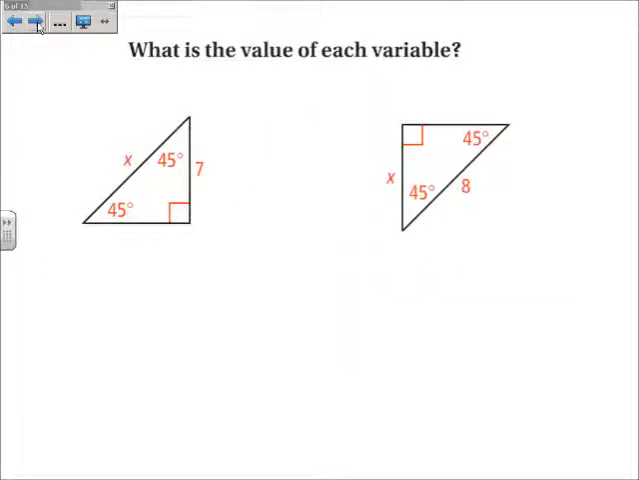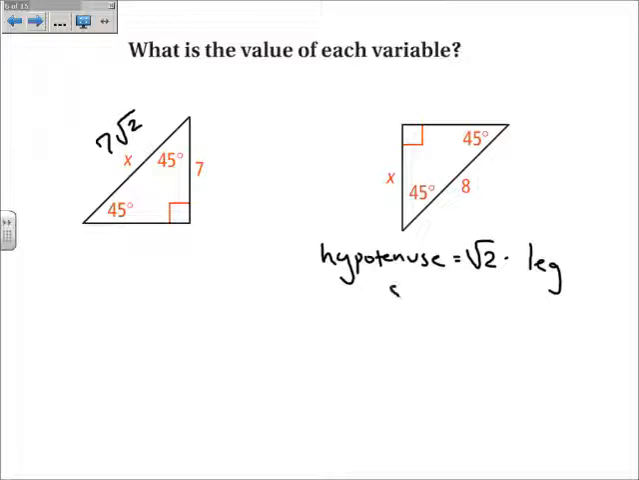Okay, an example. Since the leg is 7, I just saw the pattern was that this must be 7 root 2. Again, you can use the Pythagorean theorem, but that's what it's going to be. In this one, where the hypotenuse is 8, it's kind of harder to figure out what x must be. I'm going to turn to my formula of hypotenuse is equal to the square root of 2 times leg. The hypotenuse is 8. Square root of 2 times the leg is x.